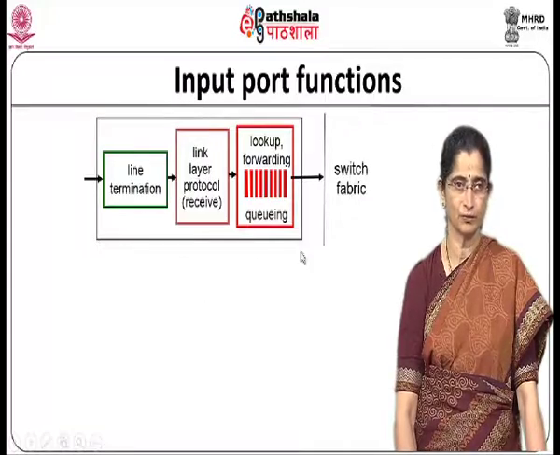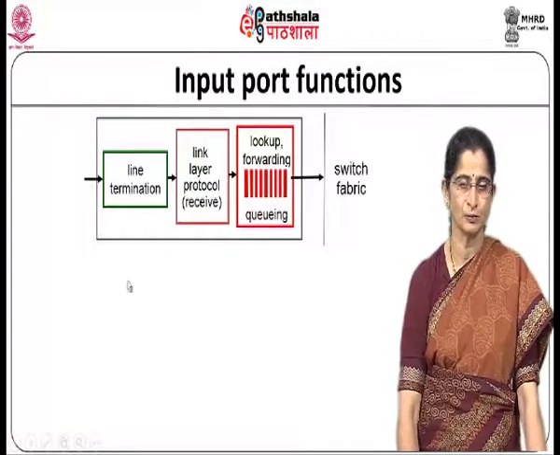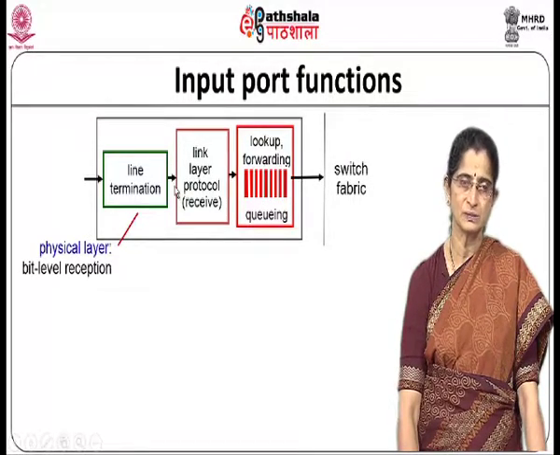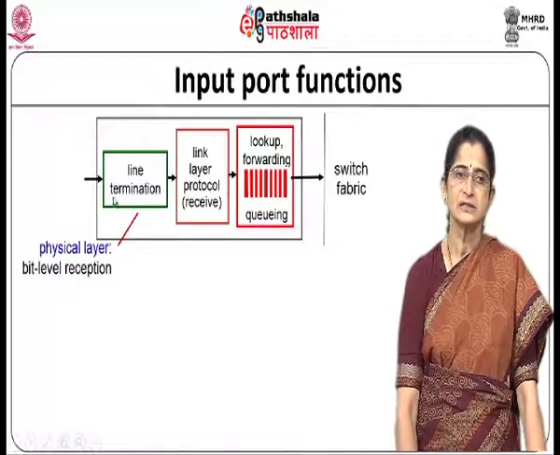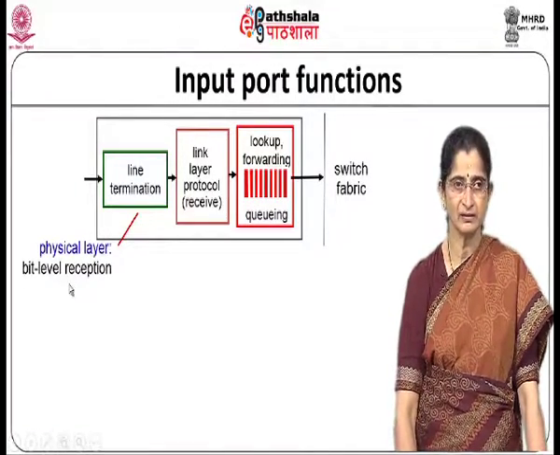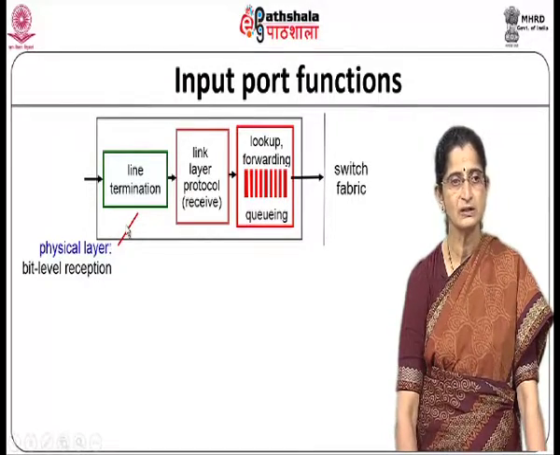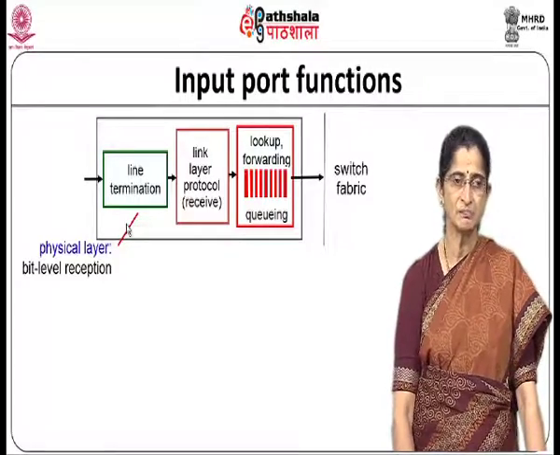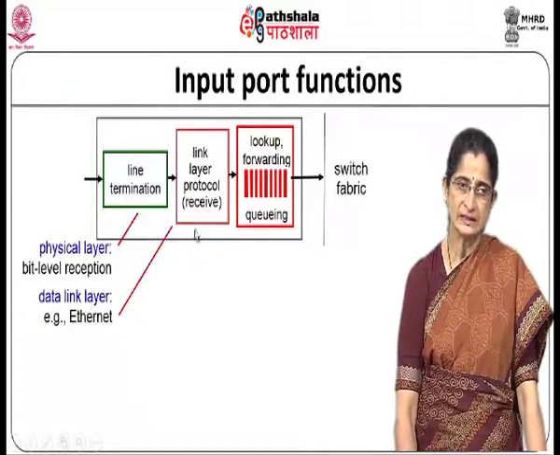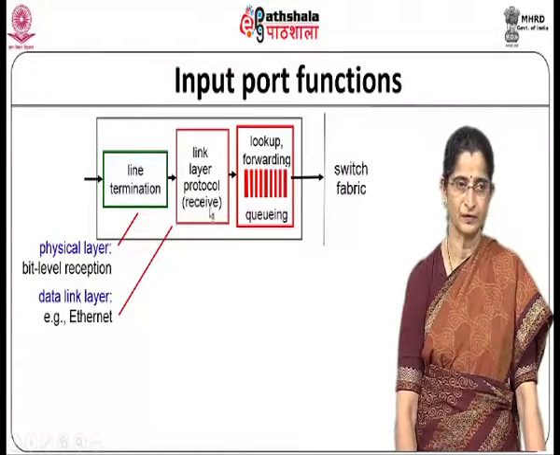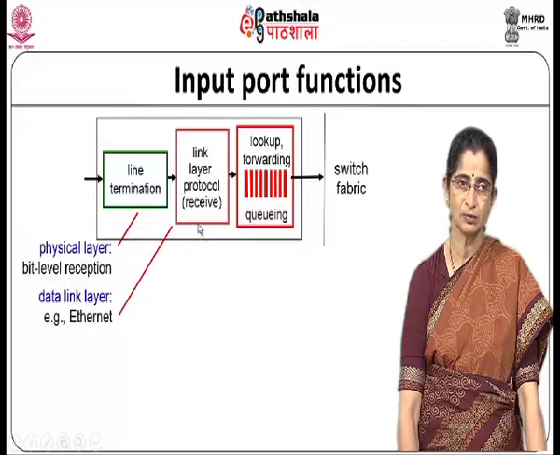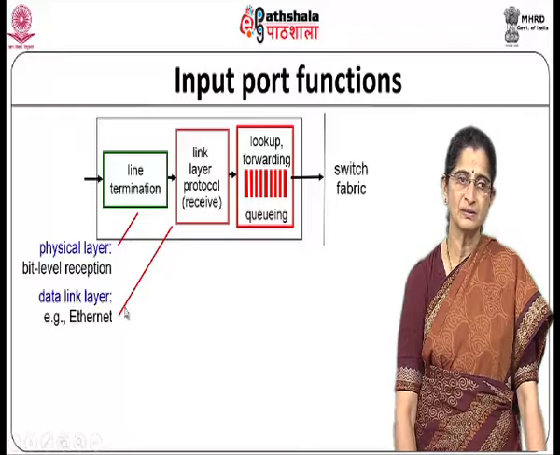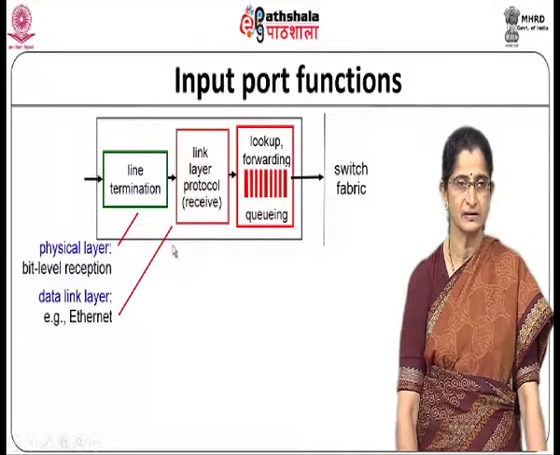Let us look at the input port functions. What exactly are the functions that we have at the input port? If you look at the input port, you can split up whatever is happening into three different layers. There is a line termination, which is basically a physical layer function, responsible for bit level reception. So, basically receive it as signals or whatever and look at the bits that are received. Next is the data link layer function, which is the link layer protocol, and since we are at the input port, is responsible for the receive function. For example, this could correspond to your Ethernet receive function.